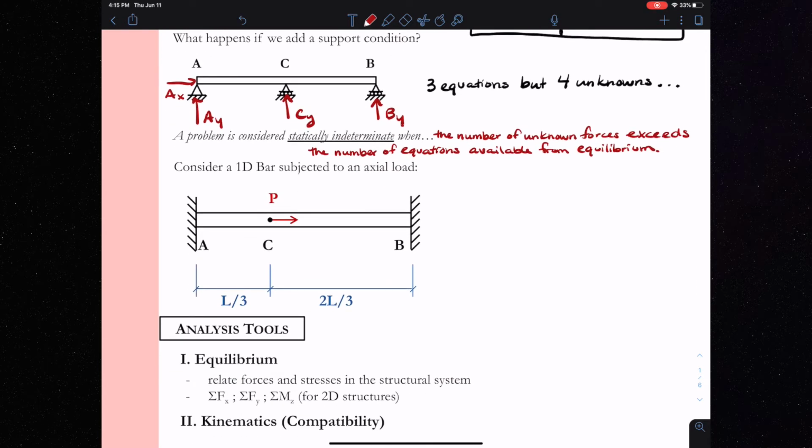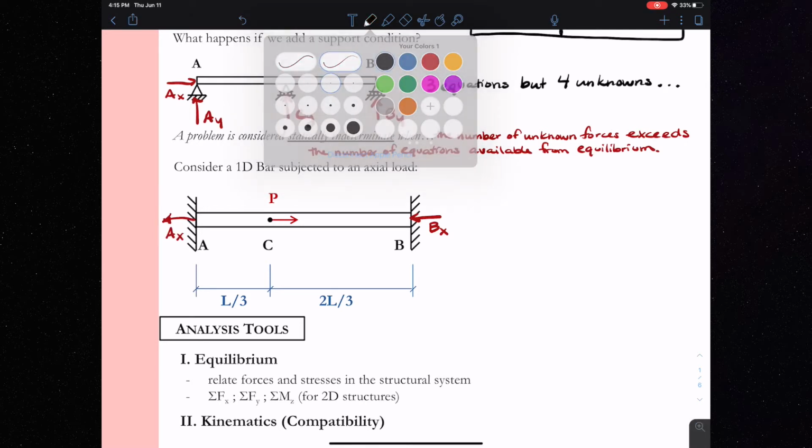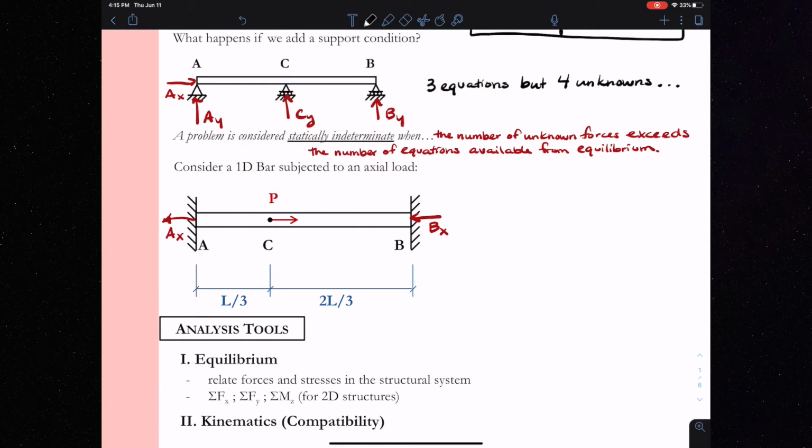I know that to resist this load, I have some sort of reactions at A and B. So I could sketch my reactions, Ax acting to the left and Bx acting to the left, because I'm guessing that both of the reactions are going to resist the applied load. Let's go ahead and take a look at a demonstration so we can better understand this.